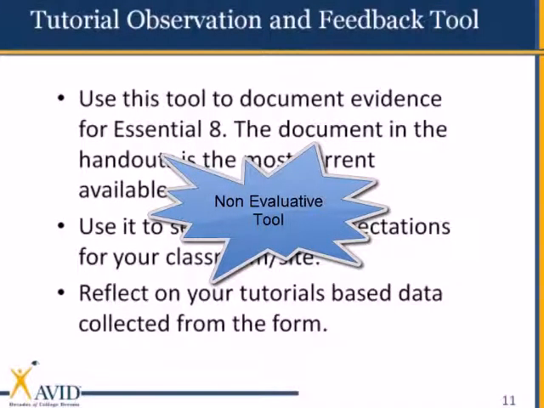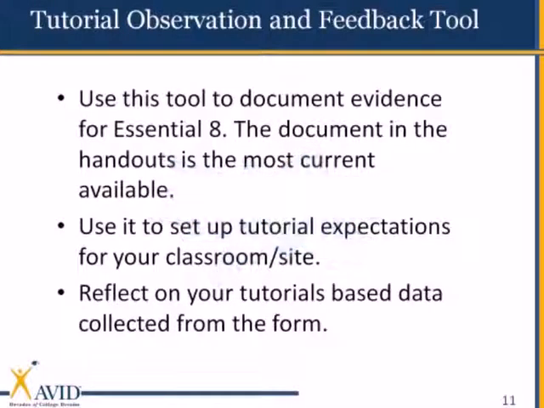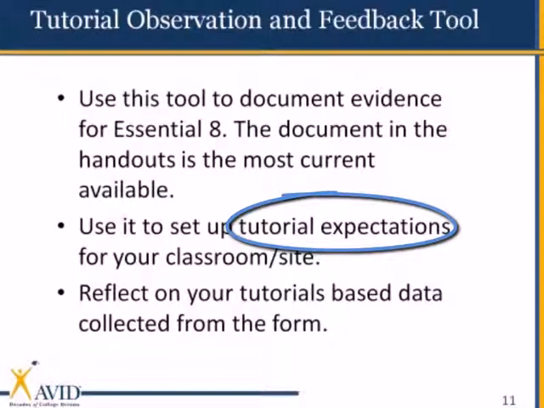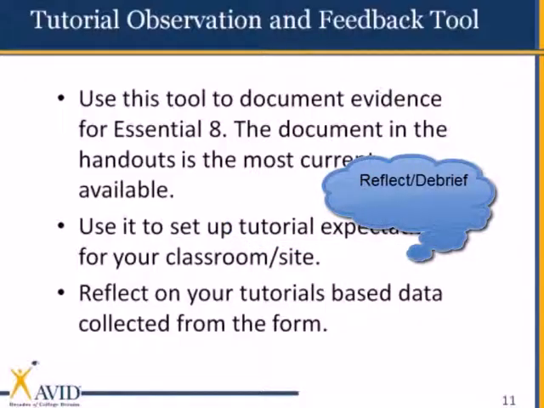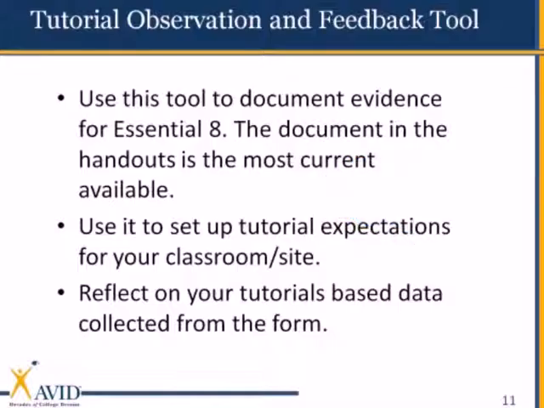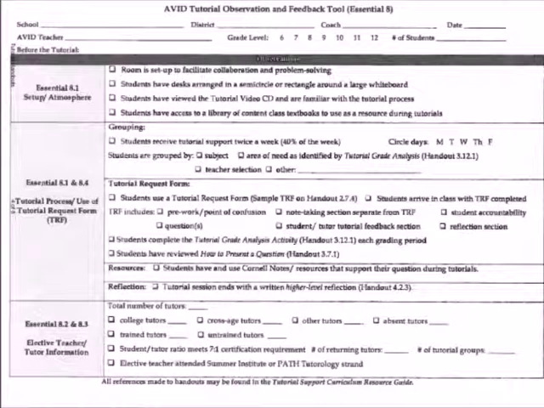As you will see, the 4-page document is great to use for Essential 8 evidence. There are 2 pages that can be used to help you set your tutorial expectations for all your tutorial participants. And the final page has space for feedback and debrief notes. Page 1. Wow! A 1-pager that provides evidence for 4 indicators in Essential 8. This is awesome, but more importantly, it's an easy way to collect evidence.